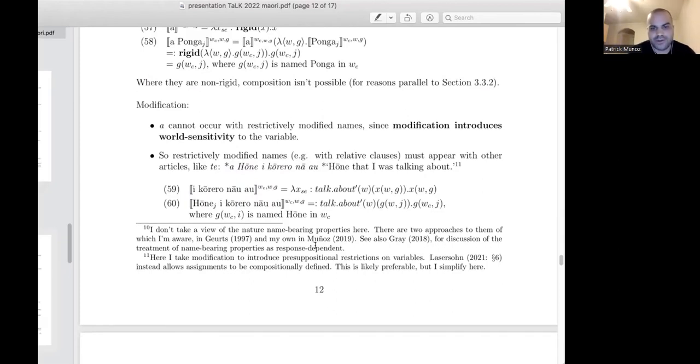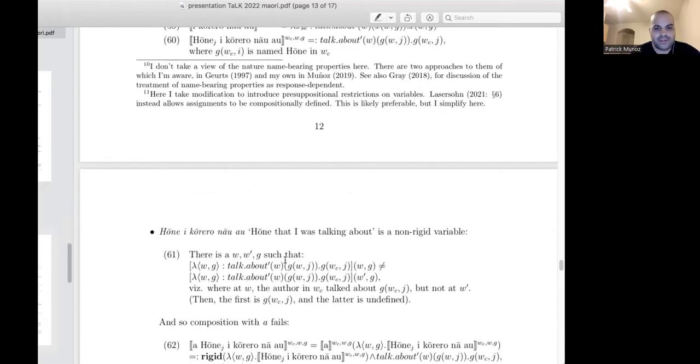Lots of ways you could treat modification. Here's one way to do it. Take a variable and introduce a presupposition on that variable to the effect that the individual it maps to is the one being talked about at that world or whatever property. And importantly here, you introduce the world of evaluation, right? And that sensitivity to the world of evaluation is going to block the personal marking. So if you have hone indexed with a rigid variable j modified by ikorero nao ao, you get something like this. It's a variable that refers to an individual named hone in the context that's presupposed to be talked about at the world of evaluation.